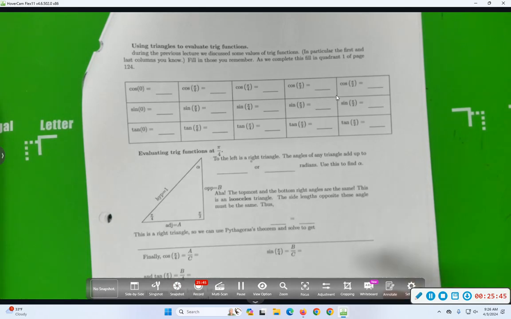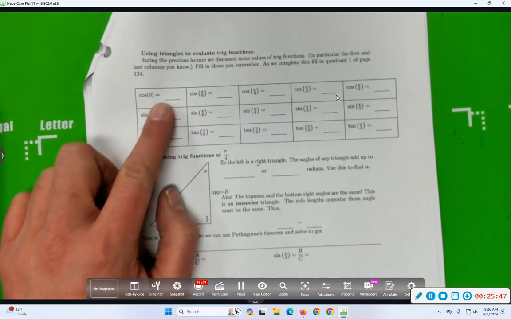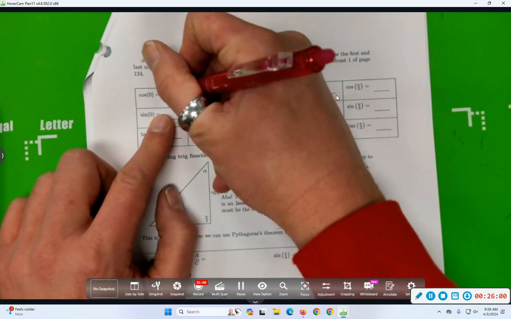So right now we already know some trig functions. What's the cosine of 0? Follow your unit circle if you need. Yeah, but say it louder. 1. Sine of 0?